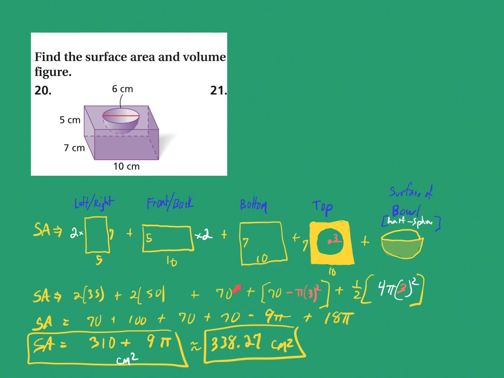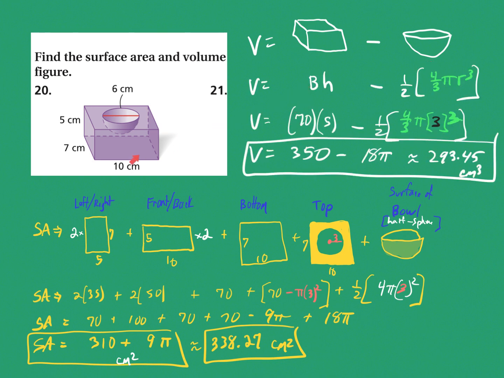All right, what about the volume of this shape? The volume will be, let's come up to the top here, the entire box, and then we'll carve out and throw away the bowl. So the answer for volume is the volume of the box, which is a rectangular prism, minus the volume of a hemisphere.